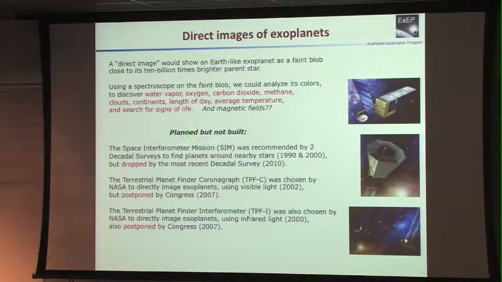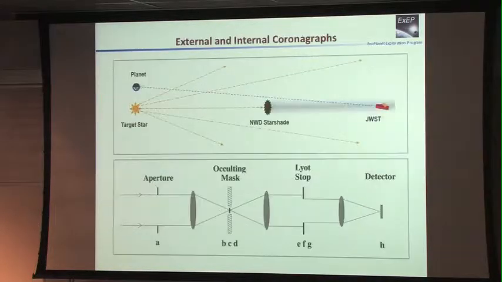So there are some missions that have been planned. There was the Space Interferometer mission. It's canceled, dropped. There's the Terrestrial Planet Finder coronagraph, which is the reason I came to JPL 8 years ago. That's been postponed. And there's the Terrestrial Planet Finder interferometer, which works in the infrared and was also postponed. So until the last couple of months, this has been a pretty dismal topic. However, things are looking up. So, well, I guess I'll get to that eventually.